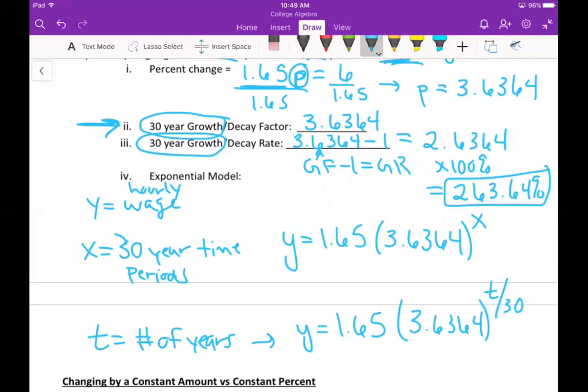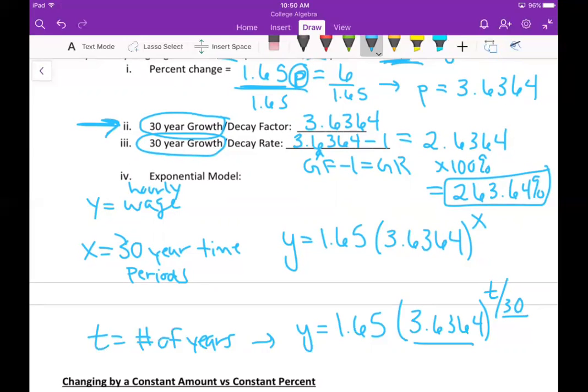So again, a little bit more practice there on how to convert from one to the other. If you took this growth factor to the 1/30th power, you could see again the growth factor for years and get to the growth rate for how much that wage went up per year on average during that 30-year time period.